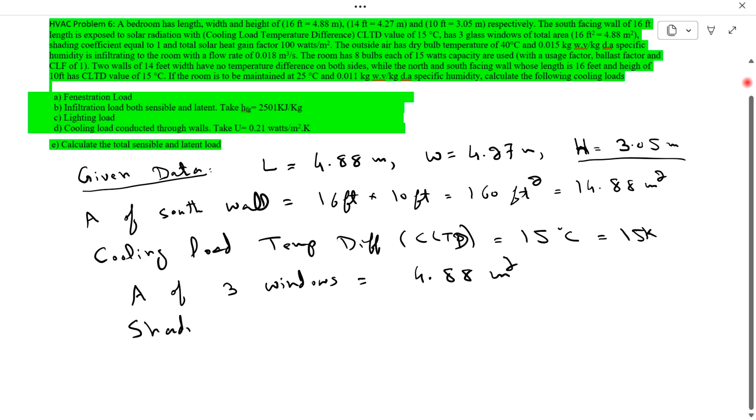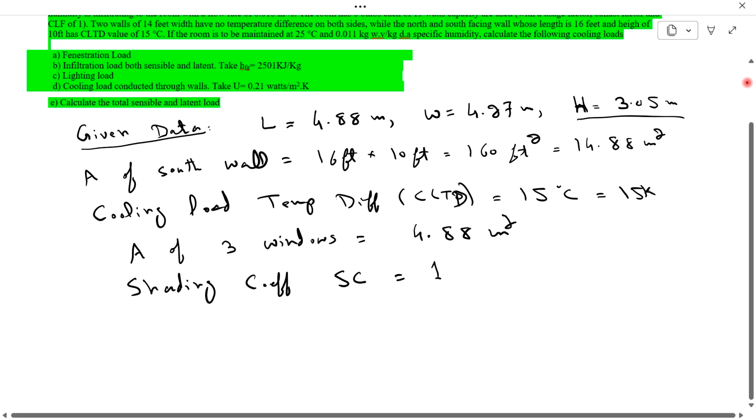Shading coefficient, denoted by SC, is equal to 1, and total solar heat gain factor is equal to 100 watt per square meter.